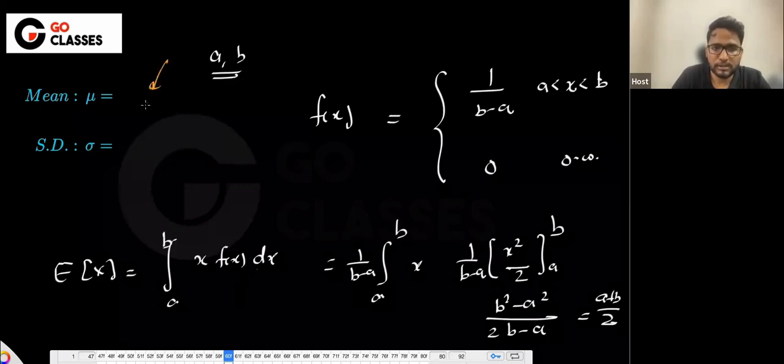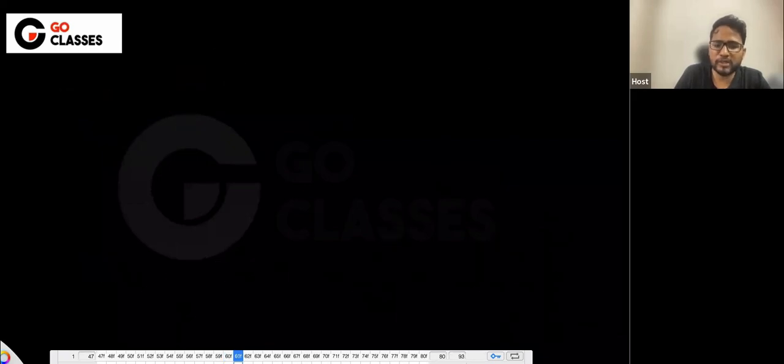Generally we denote the mean by mu, and the variance by sigma square, but let's not worry about it. So the mean, or the expectation, is A plus B by 2. You can calculate the variance first, and then we will calculate the standard deviation. We do not actually need to calculate these integrations each time, so we will just remember it forever.